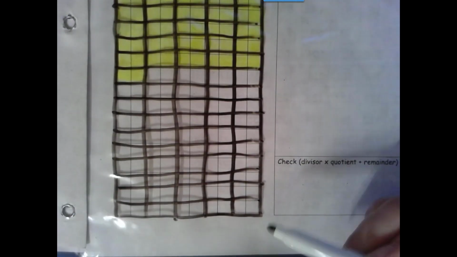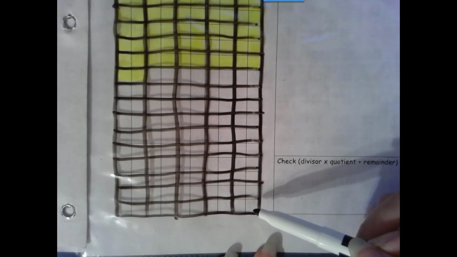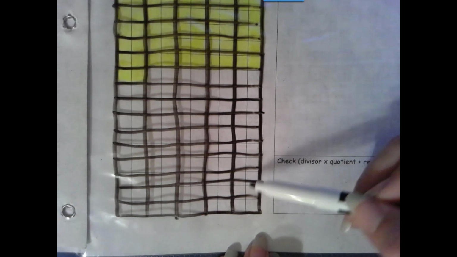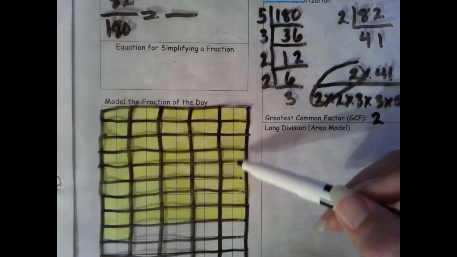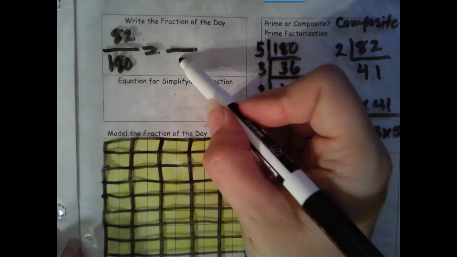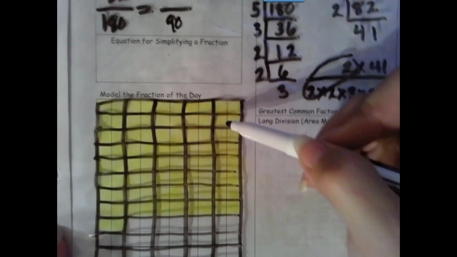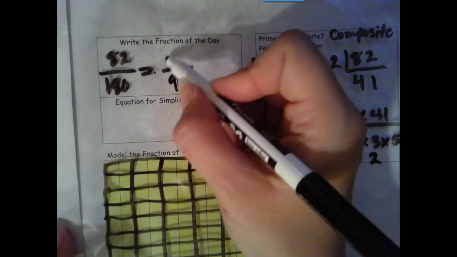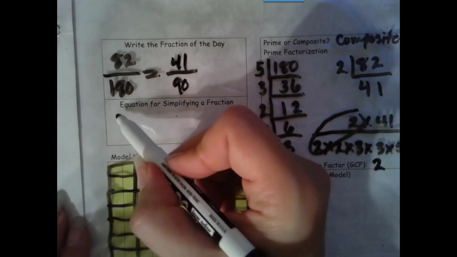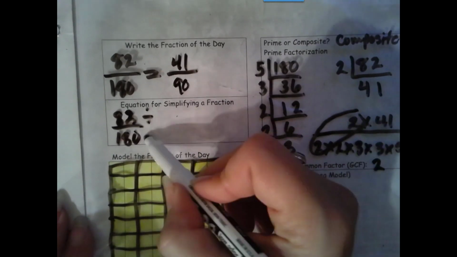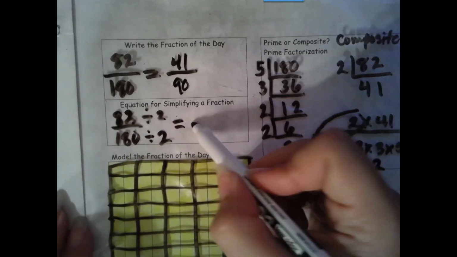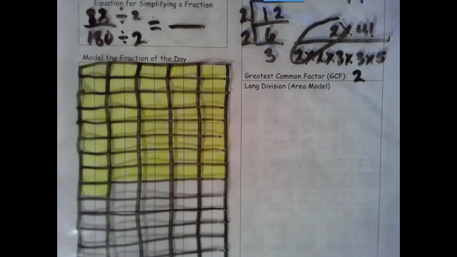Alright, the way I made my groups, I have 5 in each row, so to find my total amount of groups of 2, I'm going to count by 5s. 5, 10, 15, 20, 25, 30, 35, 40, 45, 50, 55, 60, 65, 70, 75, 80, 85, 90. And I have 5, 10, 15, 20, 25, 30, 35, 40, 1 shaded in. Okay. Now that I've done my division with my model, I'm going to divide with my algorithm. I'm going to divide by my greatest common factor.